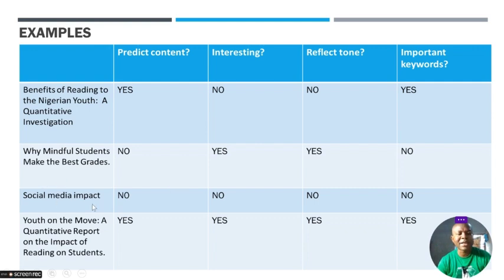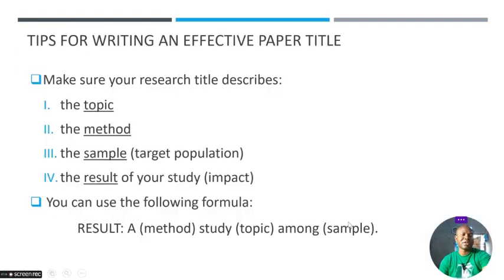While for the social media impact, that sounds more like the title of a paper, or maybe of a textbook or a notebook. So this is important when you write a research title. You must make sure that it predicts content, is interesting, reflects the tone, and there are important keywords in it.